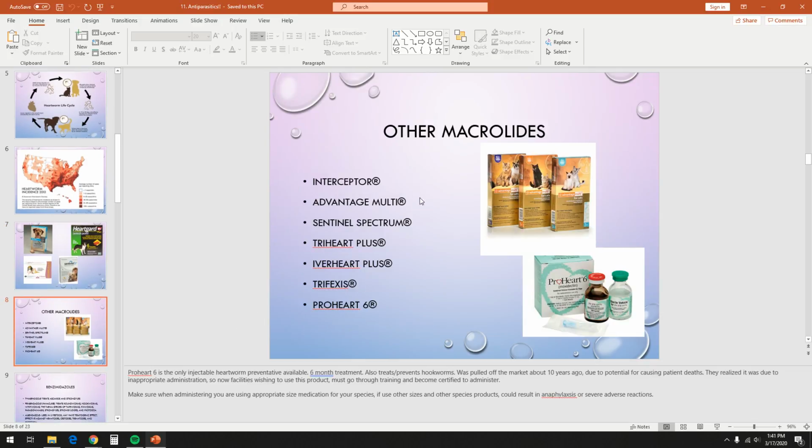Some other macrolides, if you're familiar with them: Interceptor, Advantage Multi, Sentinel Spectrum, TriHeart Plus, Iverheart Plus, Trifexis, ProHeart 6. ProHeart 6 is the only injectable heartworm preventative available in a 6-month treatment. So you only have to dose these critters twice a year. It also does treat and prevent hookworms.